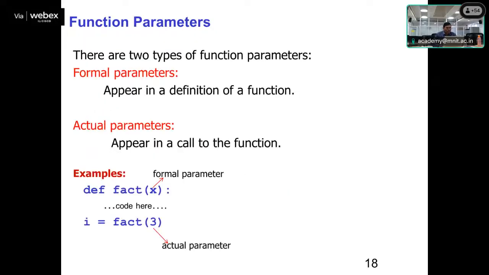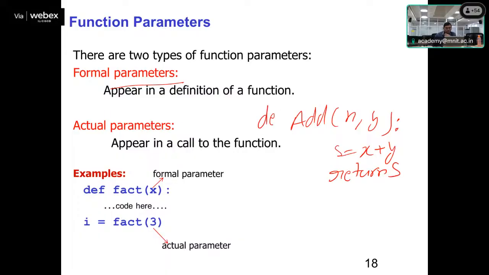Okay? So remember that we have function parameters. There are two types of parameters in a function. One we call the formal parameter, which appears in the definition of a function. For example, we are creating a function add with x, y, and inside we write s equal to x plus y, return s. We are giving the definition, and then we are going to call this function add and give some parameters, 20, 30.